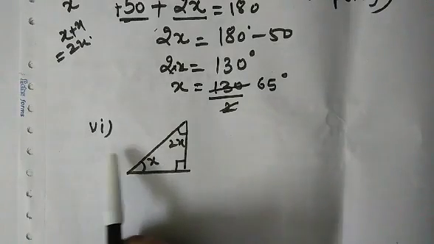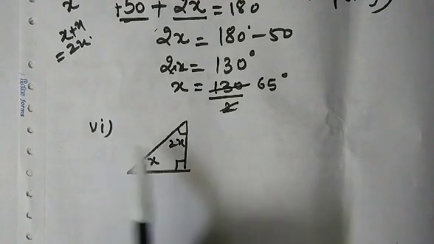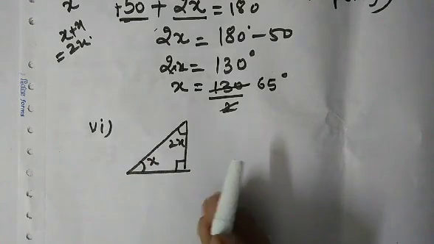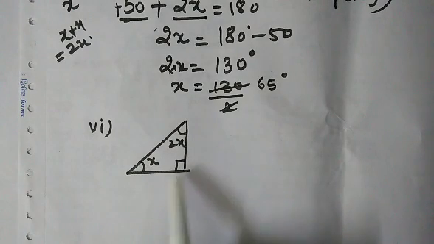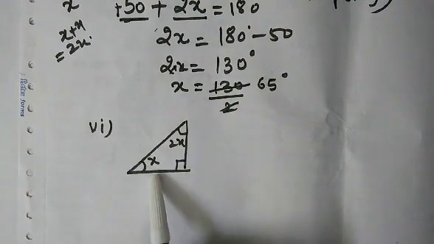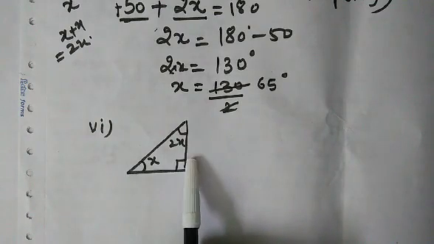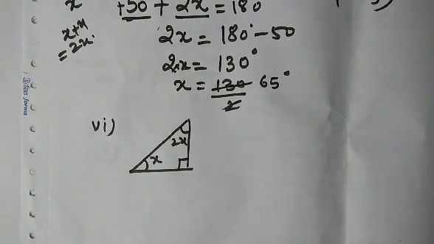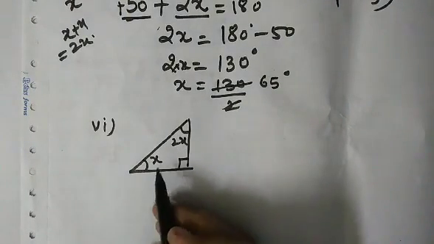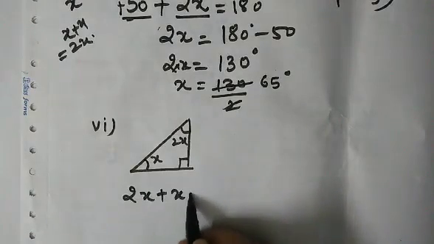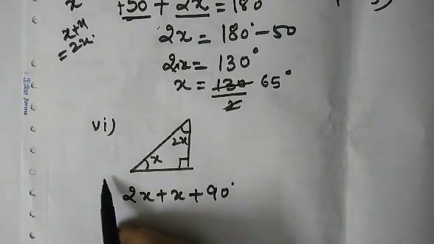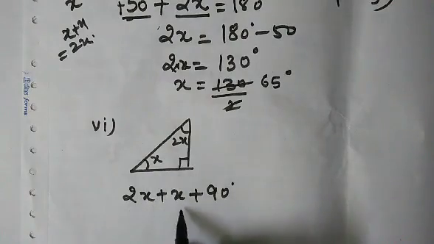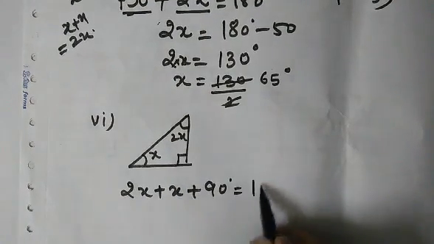Now the last part of this question, that is part number 6, and again you have to find the unknown x. Okay, so in this triangle, this is the sign of perpendicular. Perpendicular means its measurement is 90 degrees. So in the given triangle you can write 2x plus x plus 90 equal to 180 degrees.